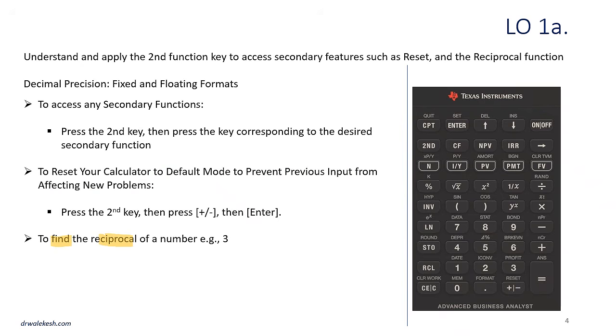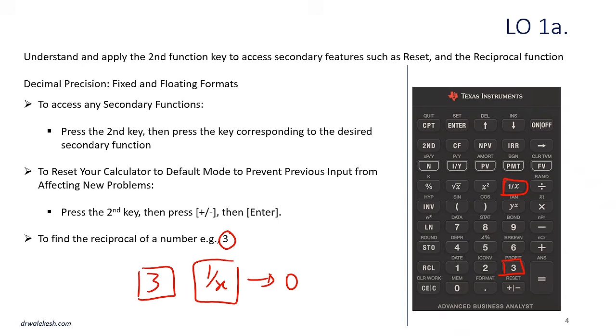To find the reciprocal of a number, how do we go about it? Let us imagine we're interested in finding the reciprocal of 3. So the first thing here is to press 3. Then you would simply press 1 over x. And I expect it to have 0.3333 and so on.